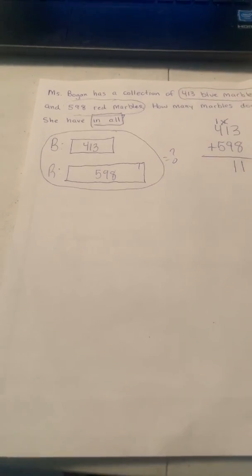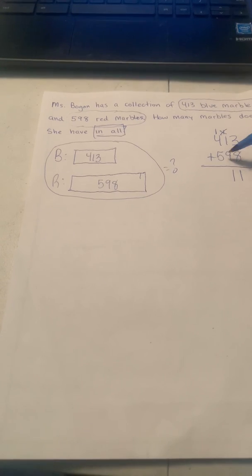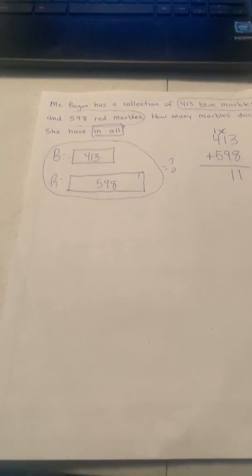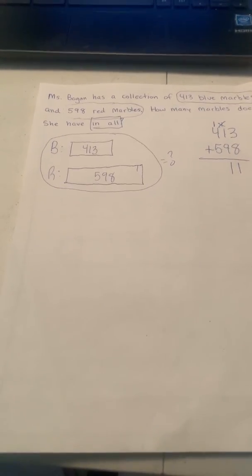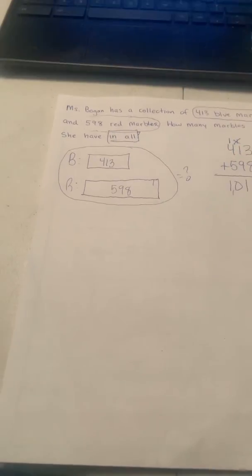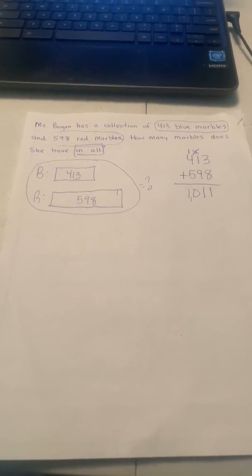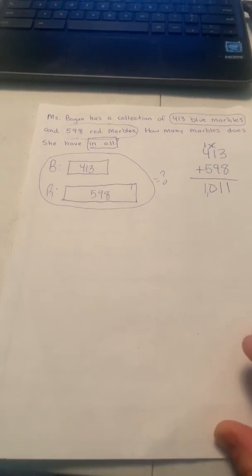I'm going to X this out because I used it already. So now I have 5 hundreds plus 4 hundreds. Well, I know that's 9 hundreds, but I cannot forget what I carried over. That makes it 10 hundreds. So I'm going to finish it off and put 10. So I have a number of 1,011. Now I'm going to write out my statement.